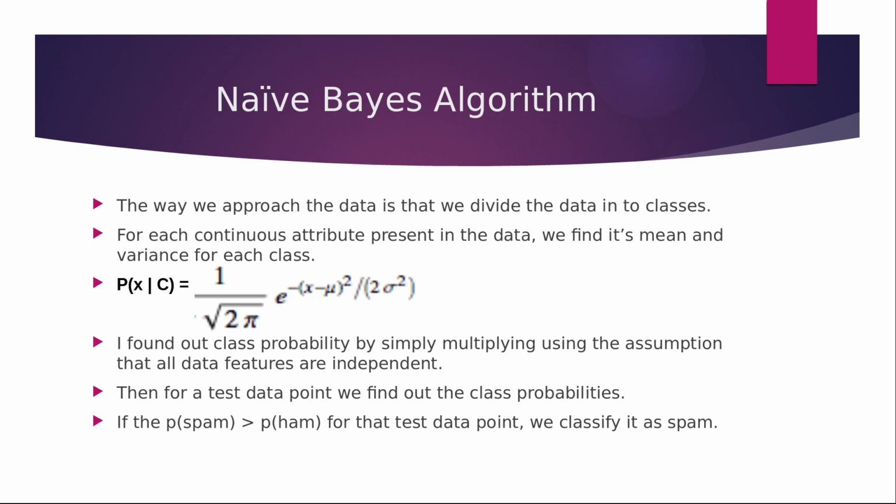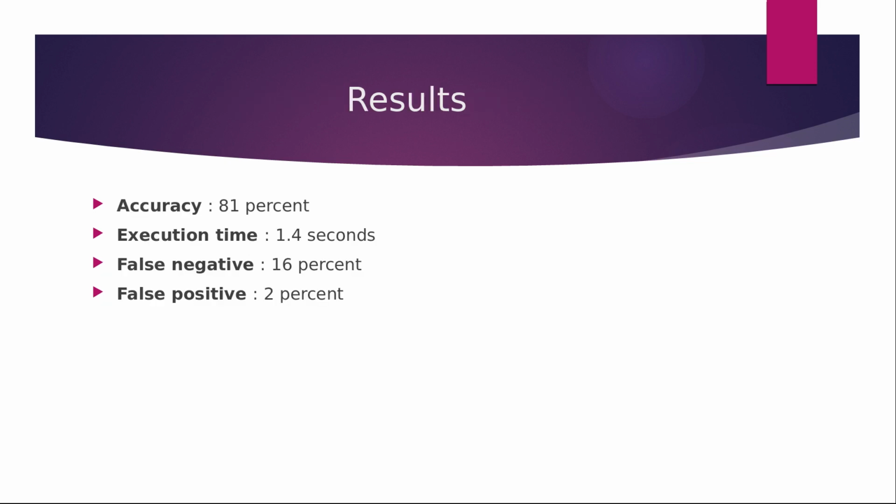The way we approach is that data is divided into classes. For each continuous attribute present in the data, we find its mean and variance for each class. The formula of probability that a particular attribute is present in a given class is given by this formula on the screen. We find the class probability by simply multiplying, using the assumption that all data features are independent. If the probability of spam is greater than the probability of ham for the test data point, we classify it as spam. The results for this algorithm are as follows.